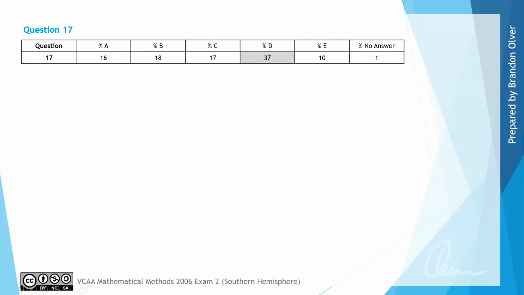And from the examiner's report, we can see that this question did challenge a lot of students in the exam, with only 37% of students getting that question correct. But I do suggest that if you know how to use the judge command on your calculator, that question actually becomes relatively straightforward.